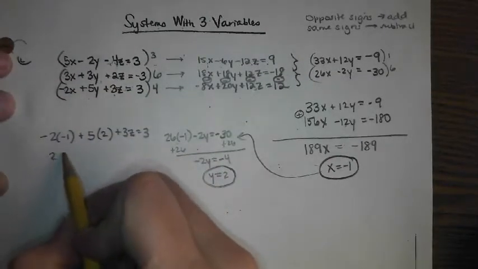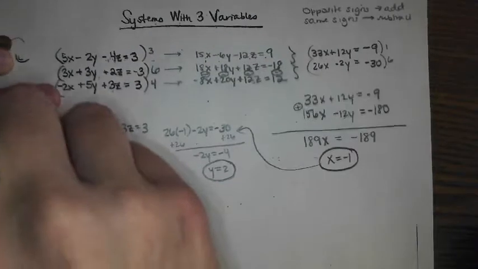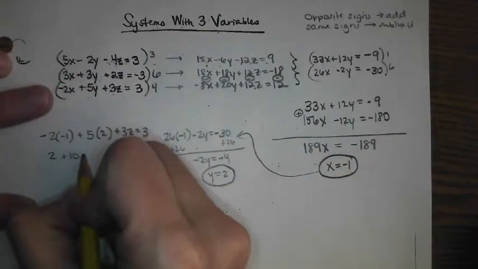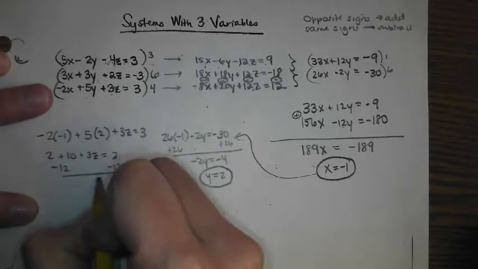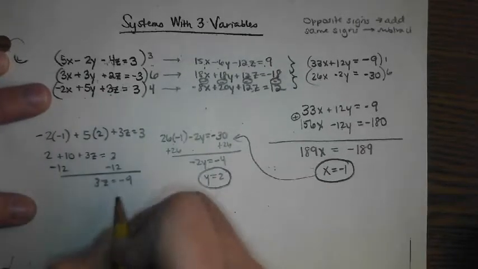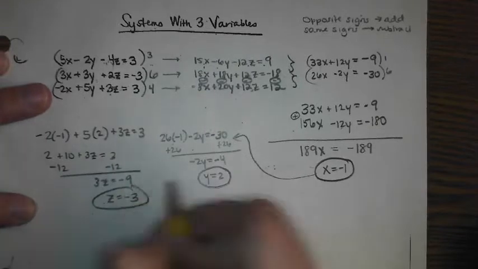This will be 2 plus 10 plus 3z equals 3. Subtract my 12 over. 3z equals negative 9. Z equals negative 3.